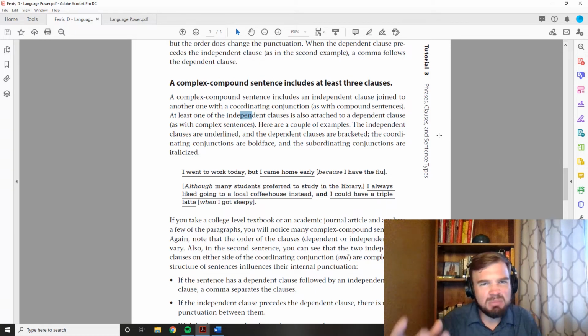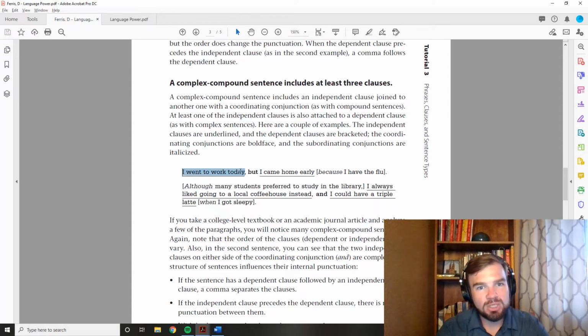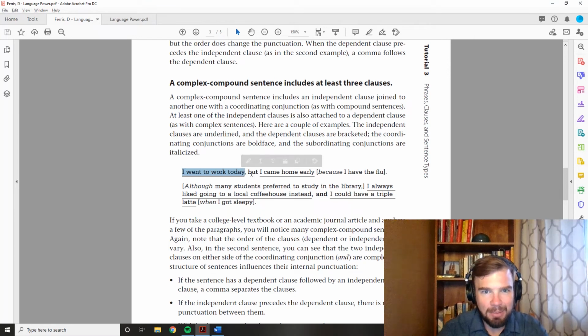This sounds maybe more difficult than it will look when you see examples. So the independent clauses are underlined here, and the dependent clauses are bracketed. The coordinating conjunctions are bold, and the subordinating conjunctions are italicized, leaning. So here's the example. I went to work today. Independent clause. But, coordinating conjunction. I came home early. Independent clause.